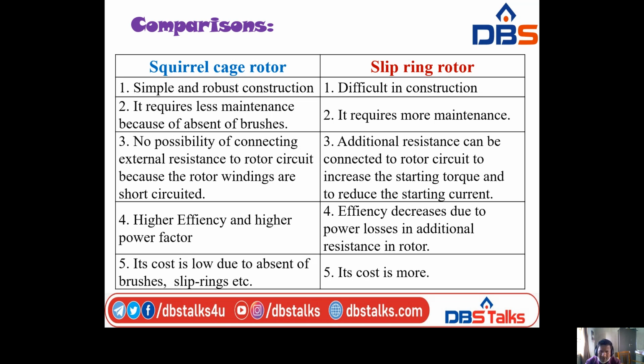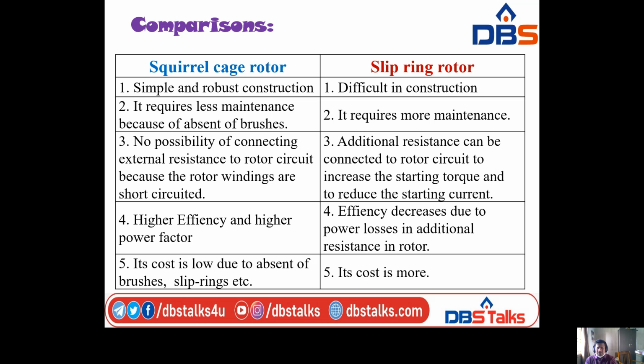Now the comparison between squirrel cage and slip ring induction motor is more important from the examination point of view. The squirrel cage induction motor has simple and robust construction, whereas the slip ring induction motor is more difficult in construction because you have to connect an external resistance to it. The squirrel cage induction motor requires less maintenance because there are no brushes and no slip rings. Whenever brushes and slip rings are there, you have to replace them regularly. That's why maintenance is more in the slip ring induction motor.